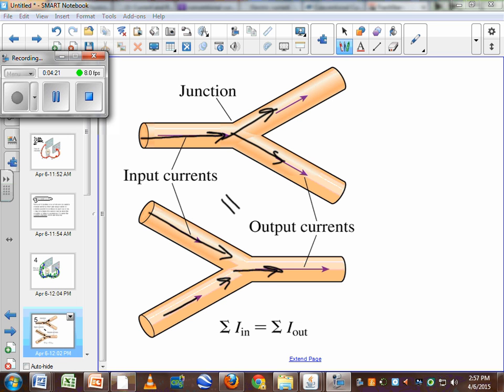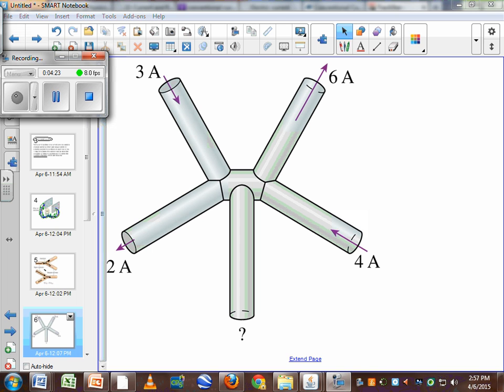So we have an example of that here. In this problem, we can figure out what the current is right here in this section. So if you look at it, we see that there's 7 amps going in, and there's 8 amps coming out.